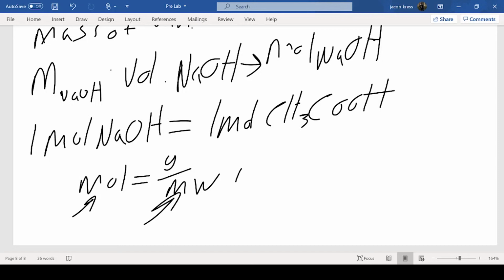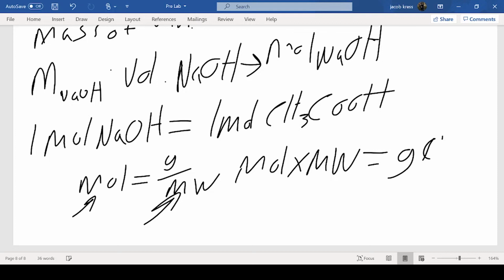So if we go moles times molecular weight of acetic acid, that will give us grams of acetic acid. Once we have grams of acetic acid, the last thing we have to do to get the mass percent is divide by the grams of vinegar that we had at the beginning. And that will give us our mass percent after you multiply it by 100.